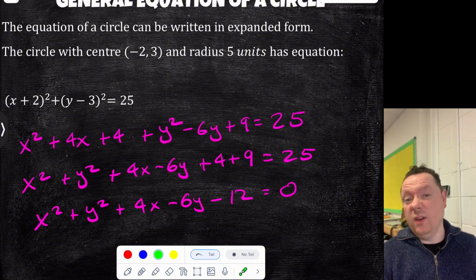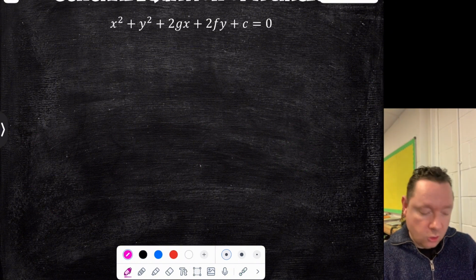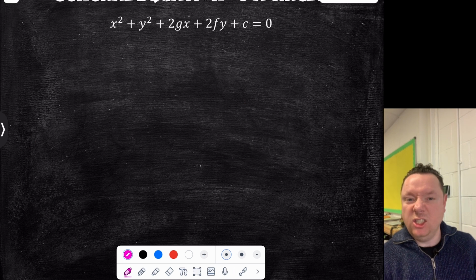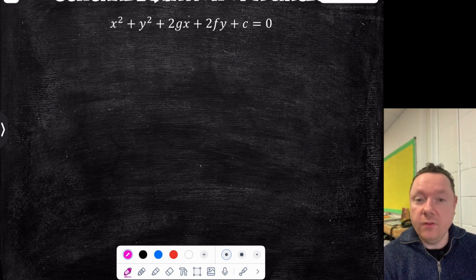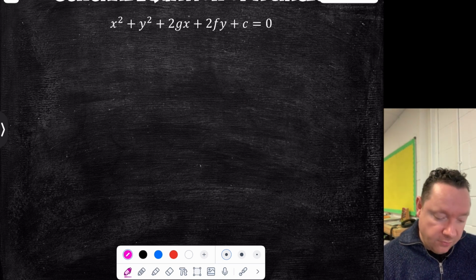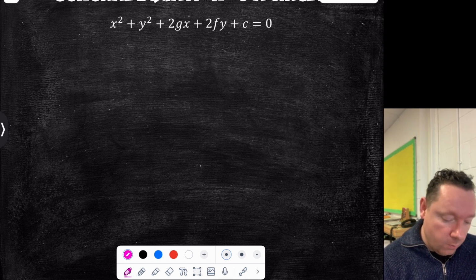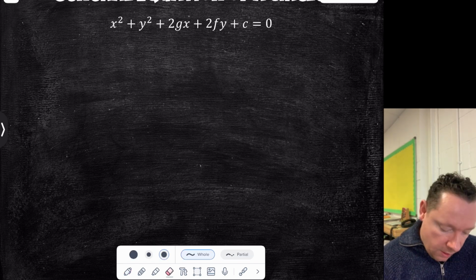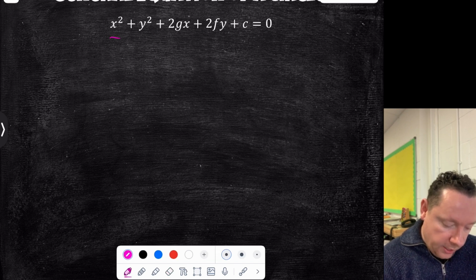So we can actually do that with the algebra. So let's just look at it in general. A's and B's get changed to G's and F's for this, just for the sake of it. But there it is in expanded form. I'll prove that is the equation of a circle by refactorising it. If I take the two terms there, x² and 2gx, I can think of that as, well, completing the square.